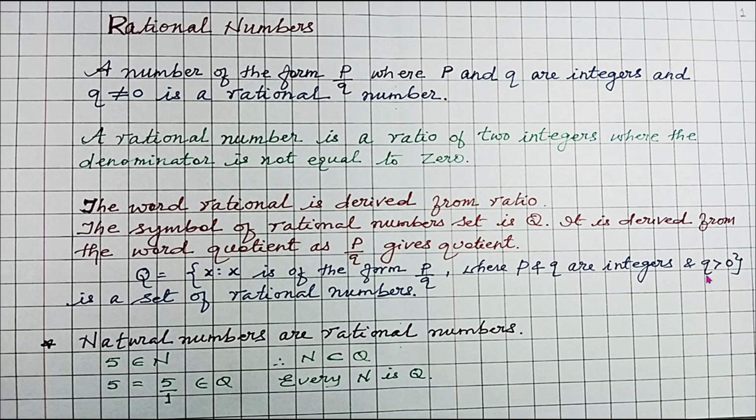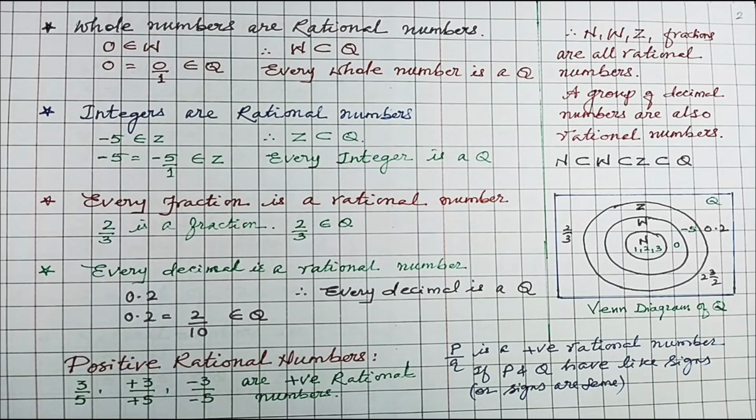Now if you take natural numbers, 5 is a natural number. 5 can be written as 5 by 1, and therefore 5 being a natural number, it is also a rational number. That means all natural numbers are rational numbers. So please remember, the whole numbers are also rational numbers.